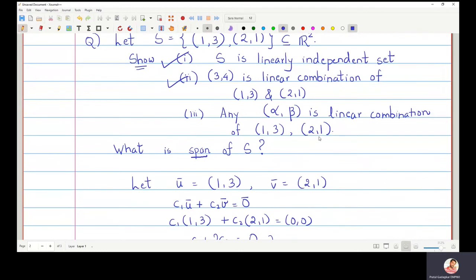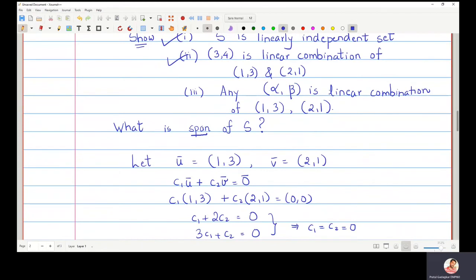Now, once we are able to do this, we have understood that any (alpha, beta) lies in the span of (1, 3) and (2, 1), because it can be expressed as a linear combination of the given two vectors. Means this (alpha, beta) belongs to the span. The meaning of the third line is that any (alpha, beta) now belongs to the span of the two vectors u bar and v bar. Now let us see geometrically what is the span of these two vectors u bar and v bar.